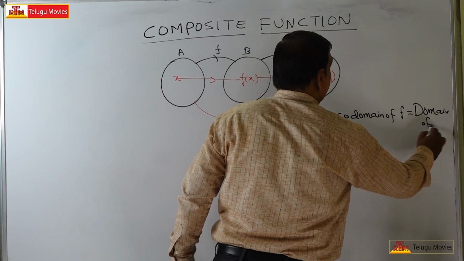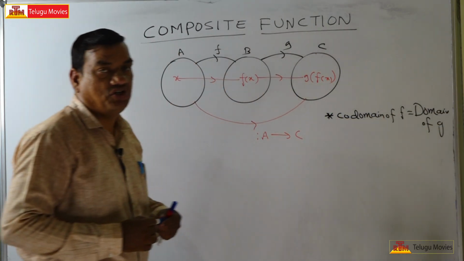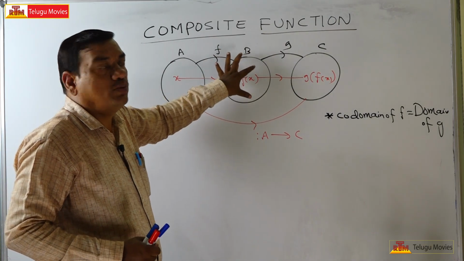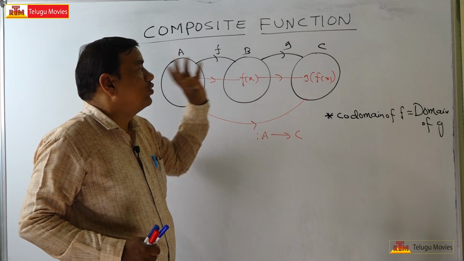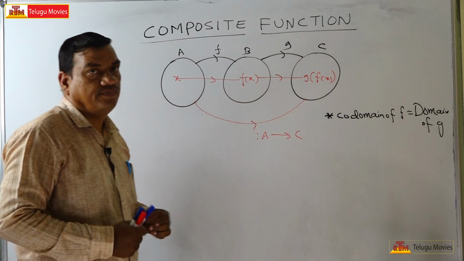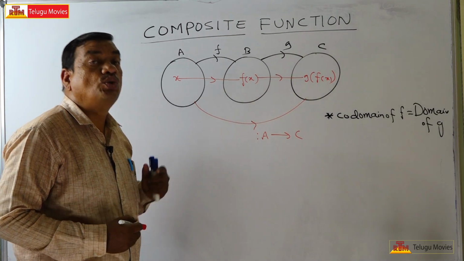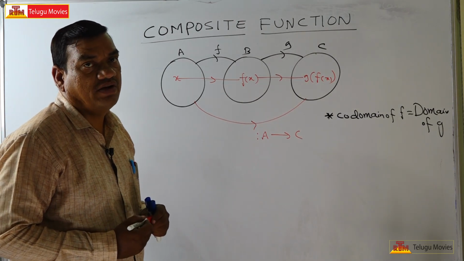The domain of function G should be equal to the codomain of F. That means they should be connected, to get a function from A to C. Now, what name should be given to this function?